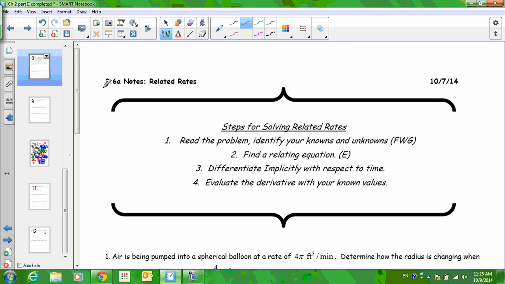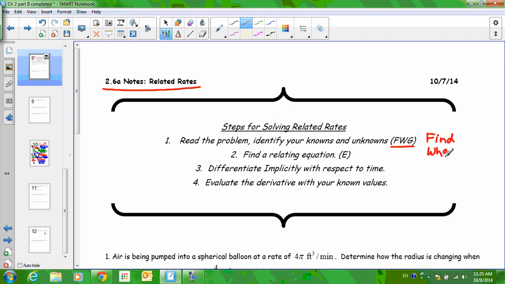Okay, so for this lesson, we're going to learn about related rates, and there's basically 4 steps. So the first thing we're going to do is read the problem, of course, identify your knowns and your unknowns. Okay, so then you see this FWG. F stands for find. We got to figure out, okay, what are they asking us to find?